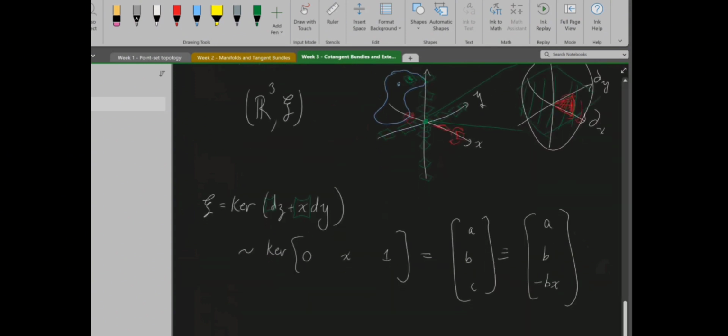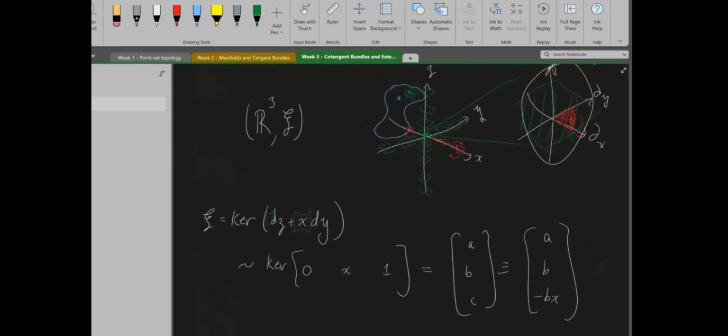You can classify whether something's tangent or transverse just using differential forms without even having a metric. So that's why this is nice.